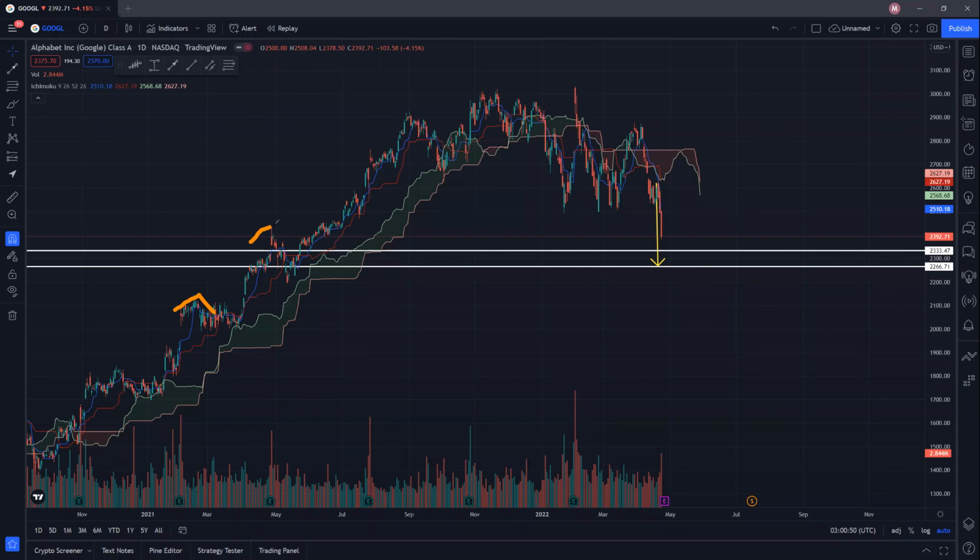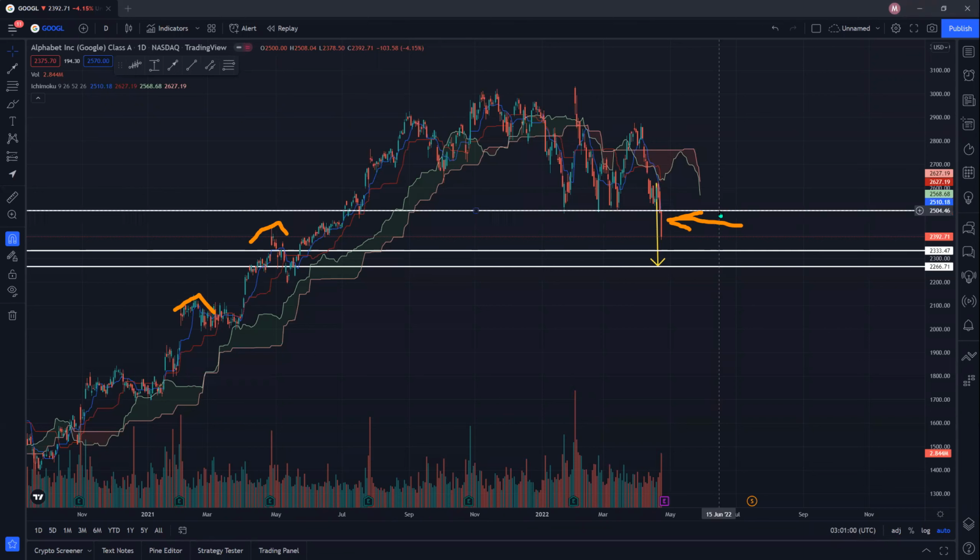But if you look closely, this previous resistance here did not turn into support. So it shows that this particular stock is very, very weak after it broke through its very critical support at 2.5K. So once this critical support of 2.5K did not hold, and in fact, after about 3 to 4 attempts, it finally broke through. It's not a good sign at all for Google.